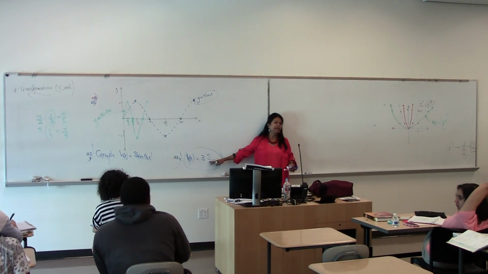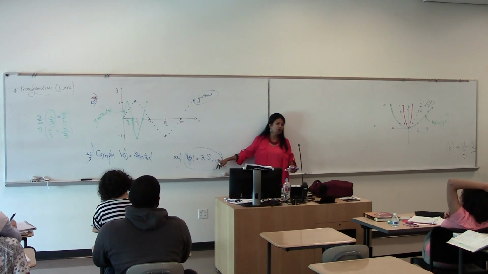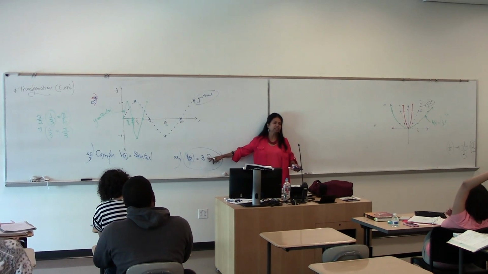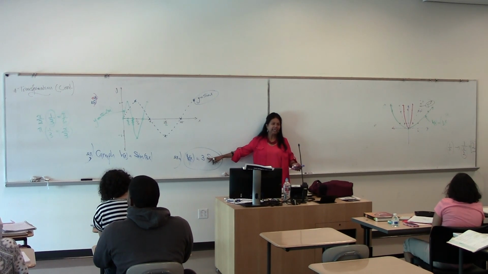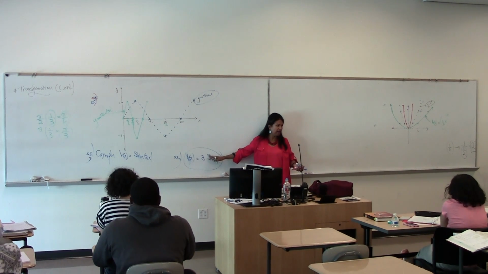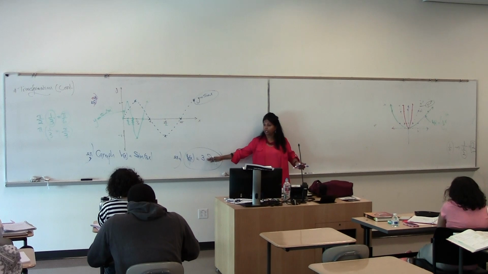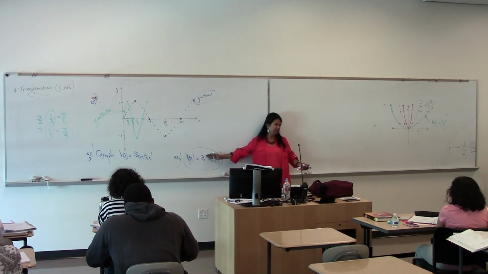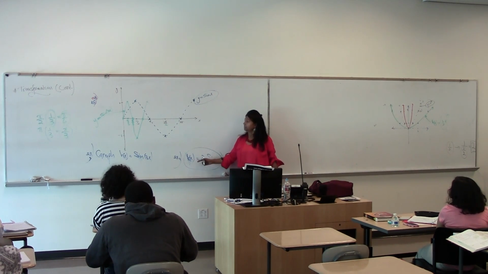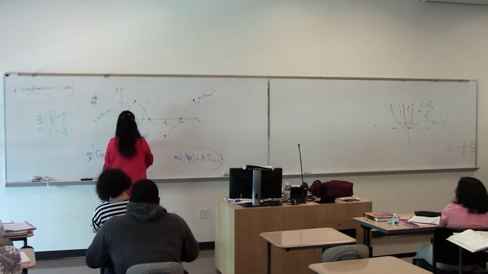We keep the same x coordinate and multiply the y coordinate by a factor of 3. A is 3. When a is 1/2, or a is a fraction, we multiply by 1/2. So see how easy it is.